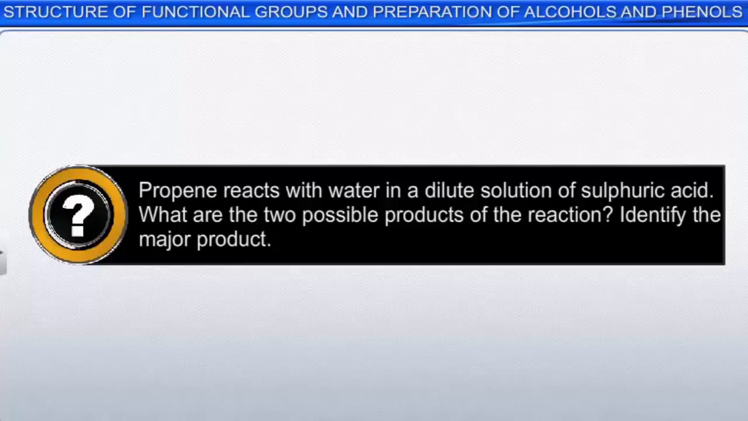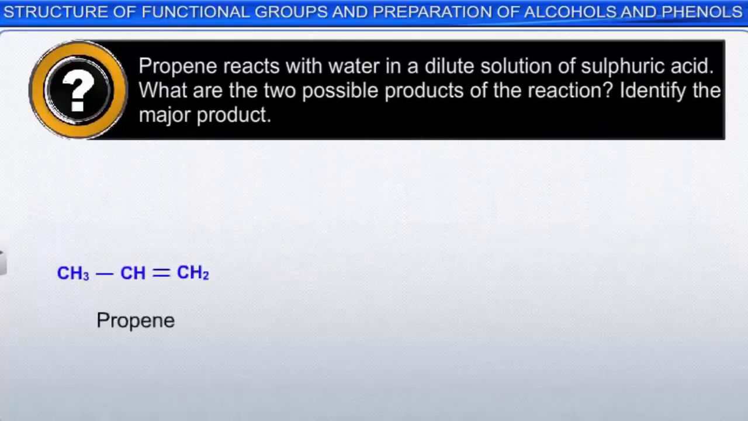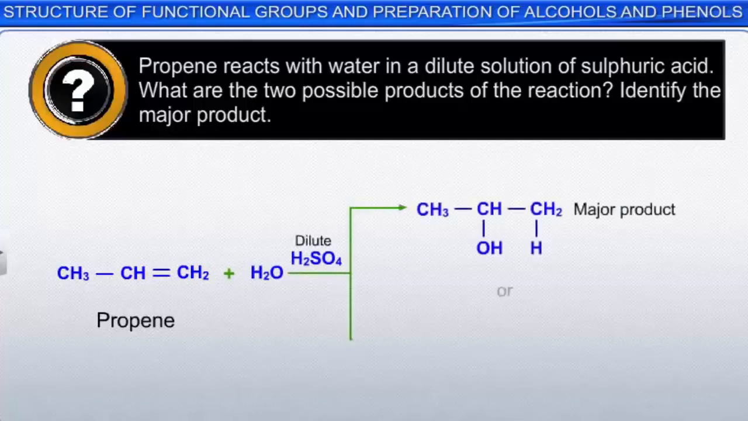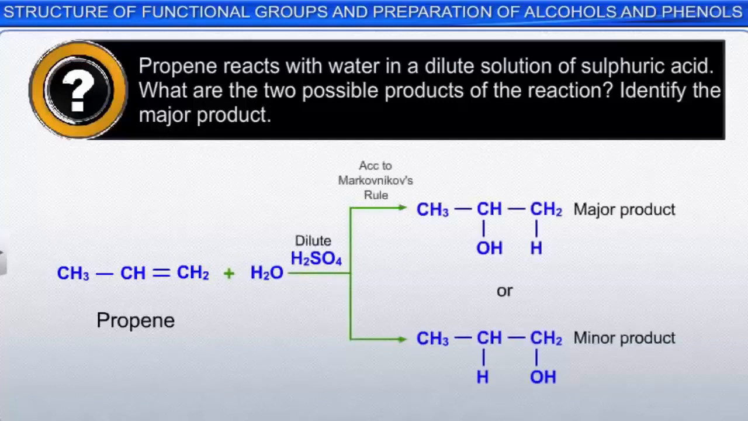Start by drawing the structure of propene. Notice that one carbon in the double bond has one hydrogen atom attached, while the other has two. Draw the two possible alcohols that could form. Using Markovnikov's rule, we can determine that the upper product shown is the major product of the reaction, the H atom added to the carbon with more hydrogen atoms. The lower structure is the minor product of the reaction.